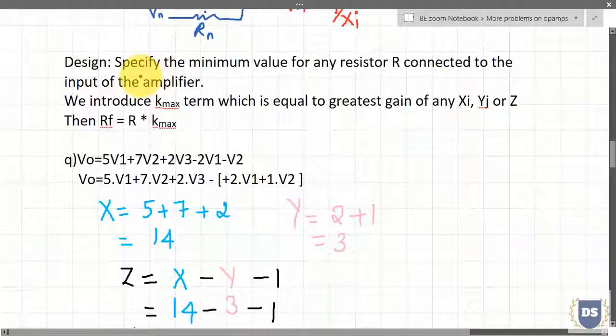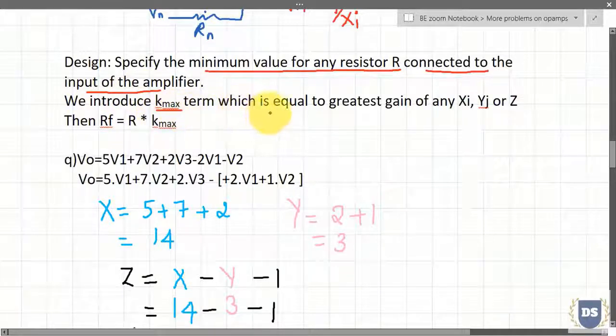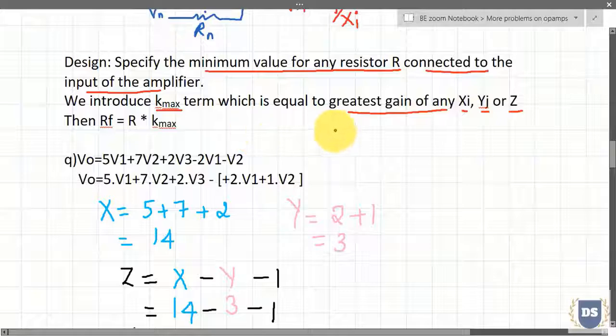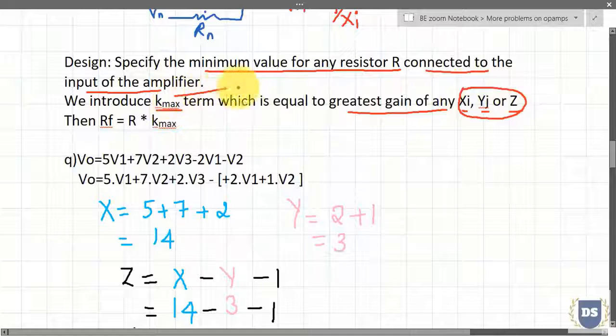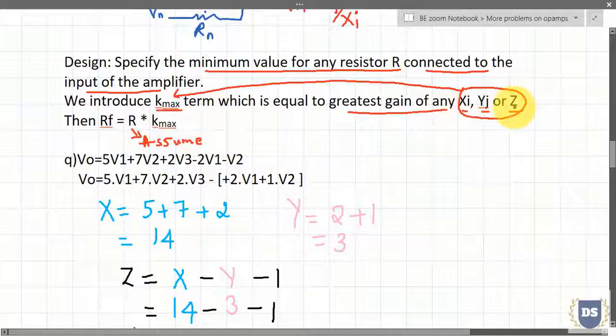And the design approach that we employ here is, we will specify the minimum value for any resistor R connected to the input of the amplifier, and we introduce new terminology called Kmax, which is equal to the greatest gain of any Xi, Yj or Z. So whichever is greater out of all the three, we will assign that value to Xmax. Then Rf is given as R into Xmax, where R is the value that we can assume, and Xmax is the greatest gain out of Xi, Yj or Z. So whichever is greatest out of Xi, Yj or Z, we will make use of that value in place of Kmax.